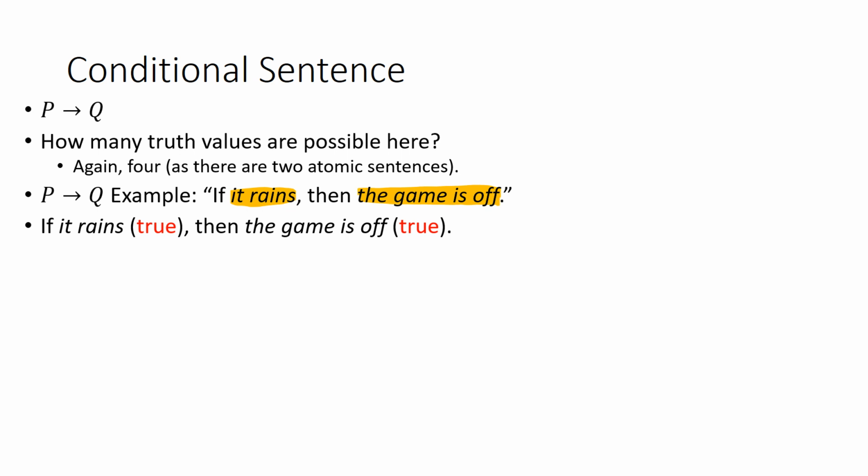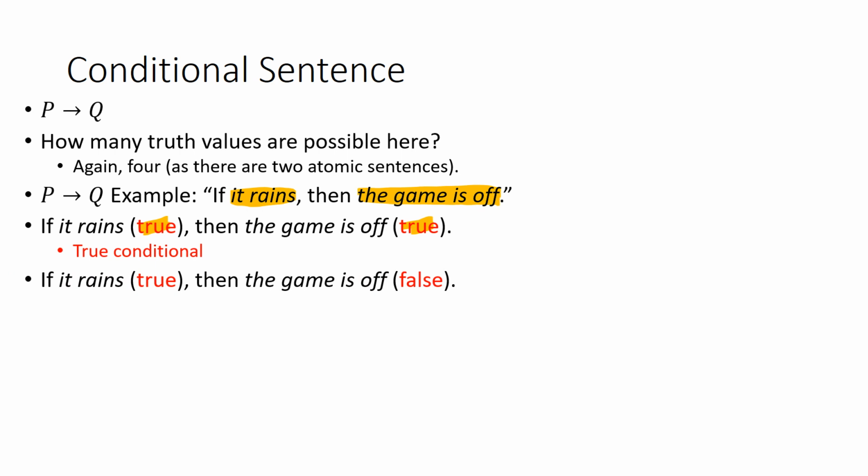So let's say it's raining, that's true. The game is off, that's true. So it's raining and the game is off. Experience has vindicated this conditional. It hasn't falsified it. We have no contradiction to that conditional, and so it's a true conditional. On the other hand, let's say it does rain, the antecedent is true, but the game is not off, so the consequent is false. Experience has falsified this conditional. We have contradictory evidence, so it's definitely a false conditional.